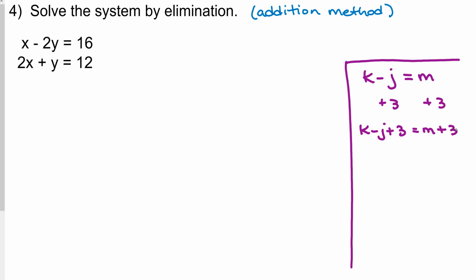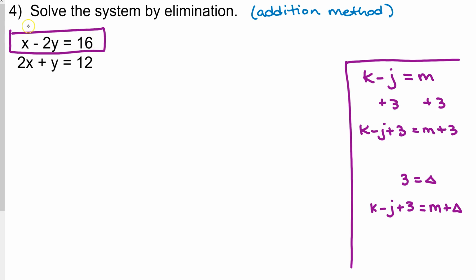Well, what if you knew that 3 was equal to triangle? Could you add 3 to one side of the equation and add triangle to the other side of the equation and have it still be balanced? Yes, you could. So, if I look at my system here, I have two things that are equal. Just pretend this is 3, and this is triangle. So I'm going to add 3 to one side of my first equation and add triangle to the other side.